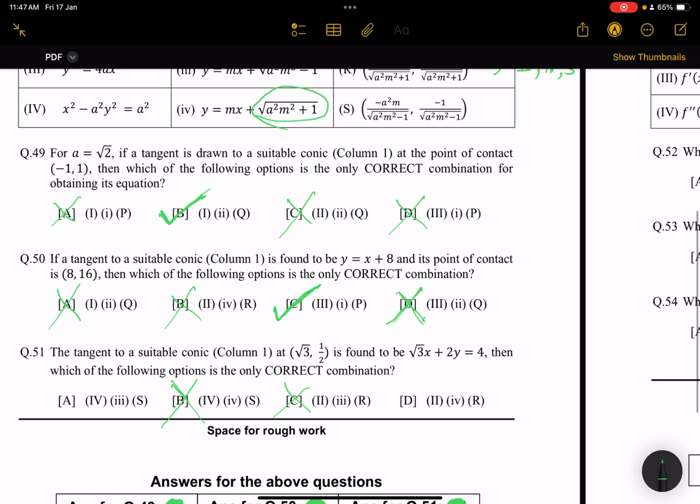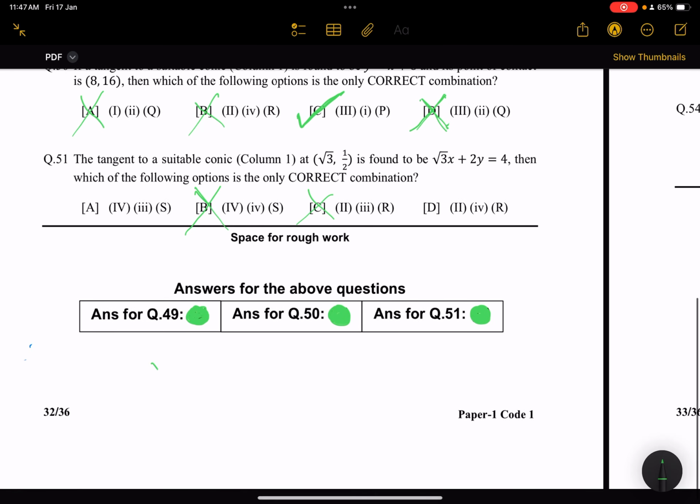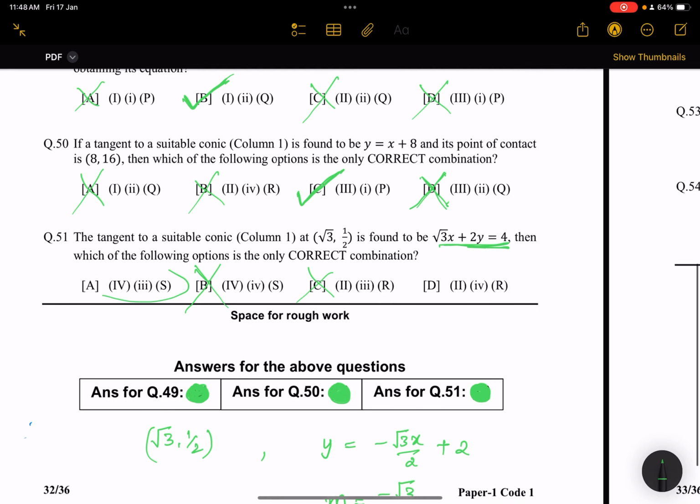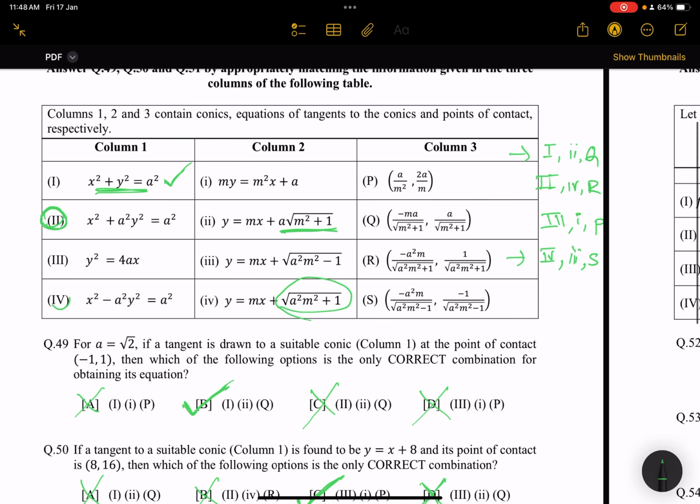Next, let us go with the next question. Here also, the point of contact is (root 3, 1 upon 2), and the tangent equation is root 3x plus 2y is equal to 4. So let us rewrite this equation. So y is equal to minus root 3x upon 2 plus 2. So from this m is equal to minus root 3 by 2. So now we have these two options. So we have to check 2 and 4. So 2 is ellipse and 4 is hyperbola.